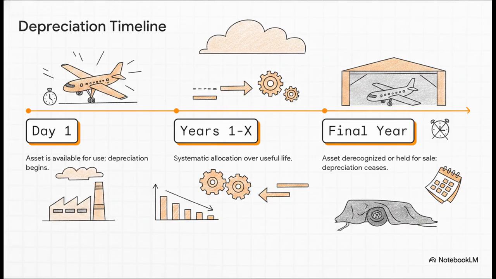Now here's the kicker. Depreciation doesn't just stop because the plane is parked in a hangar during a slow travel season. Unless the asset is fully depreciated or officially classified as held for sale, that depreciation clock just keeps ticking. Because commercial obsolescence and physical aging, yeah, they happen even when an asset is just sitting there idle.